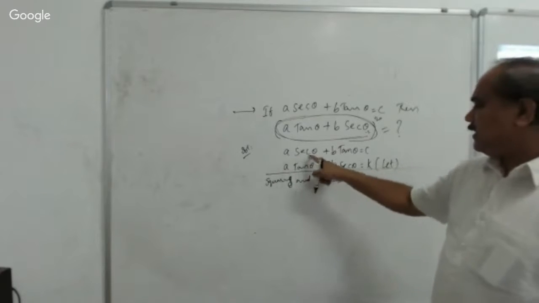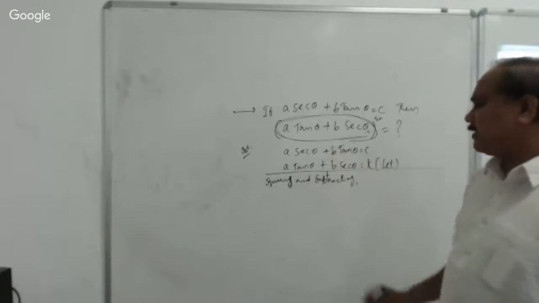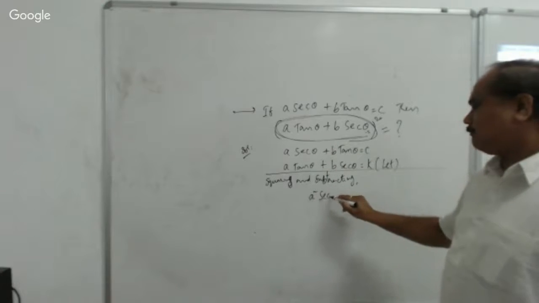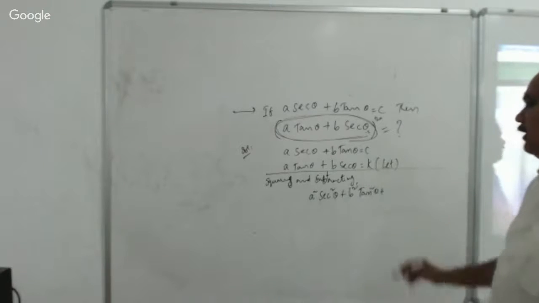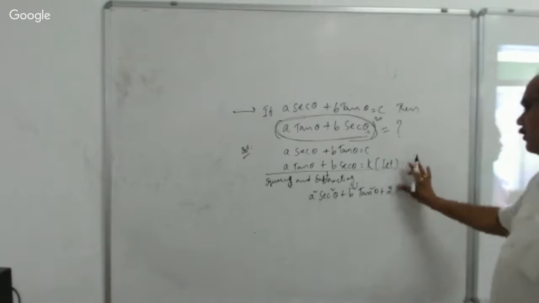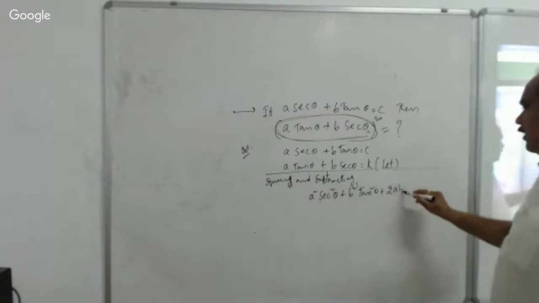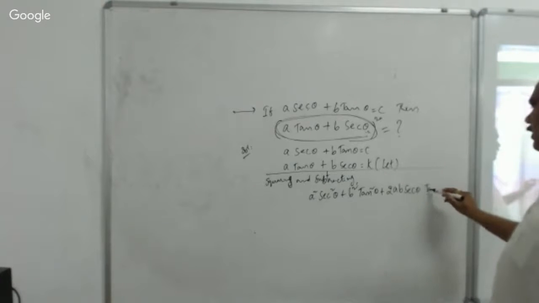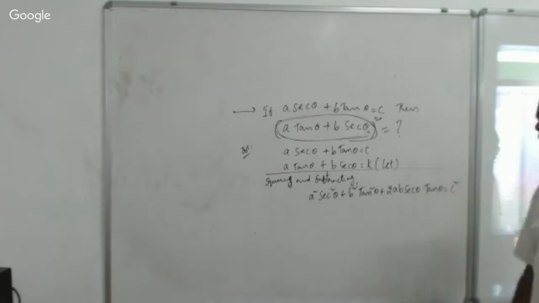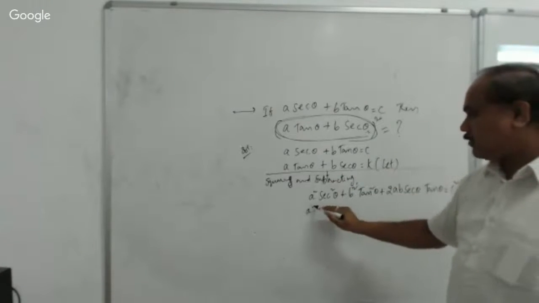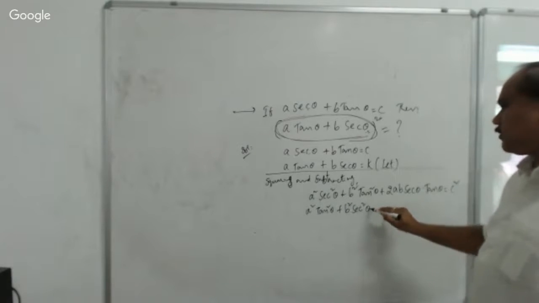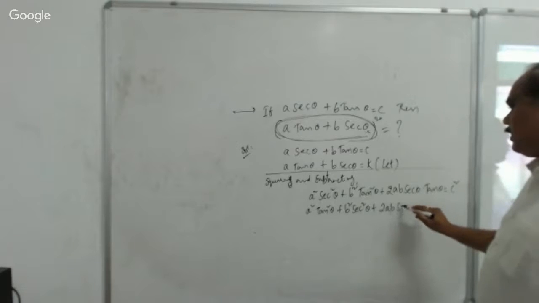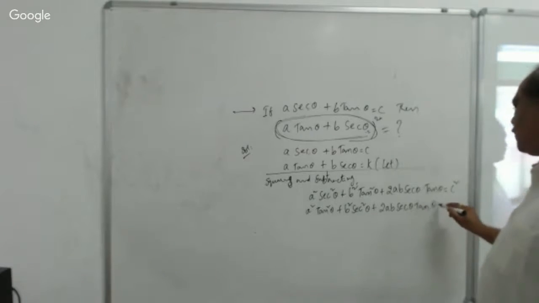Squaring, it is a plus b whole square form on LHS. A square sec square theta plus b square tan square theta plus 2ab secant theta tan theta equals c square. Second, a square tan square theta plus b square secant square theta plus 2ab secant theta tan theta equals k square.